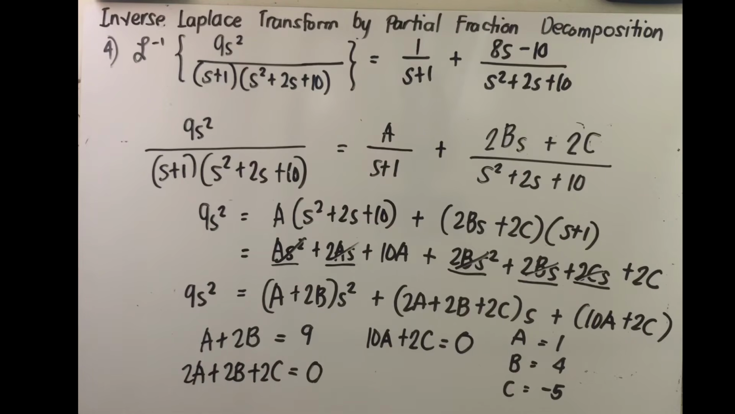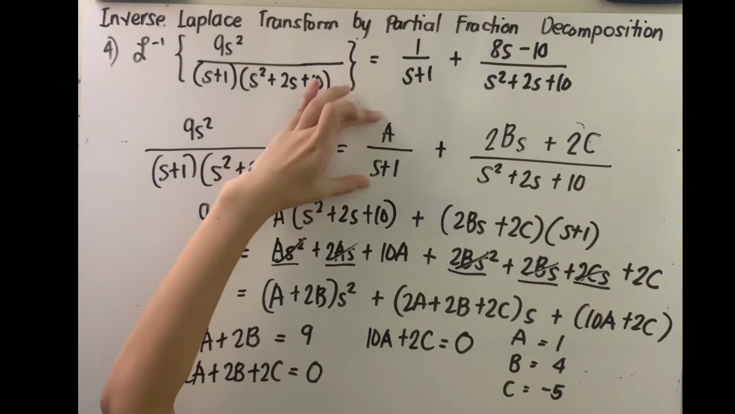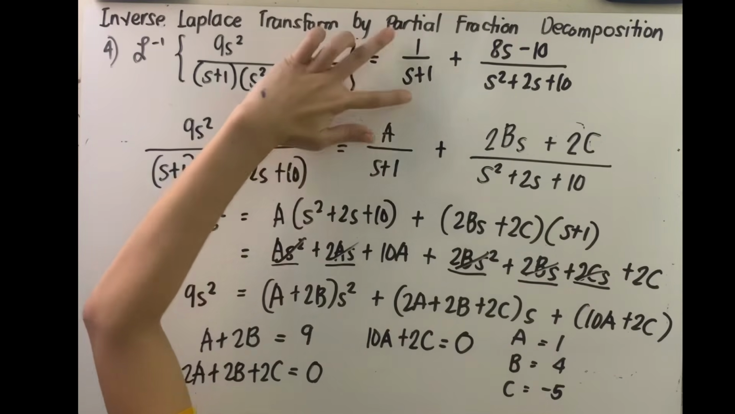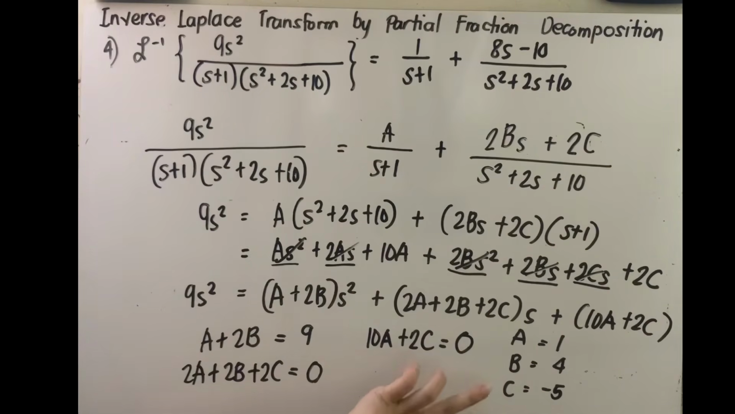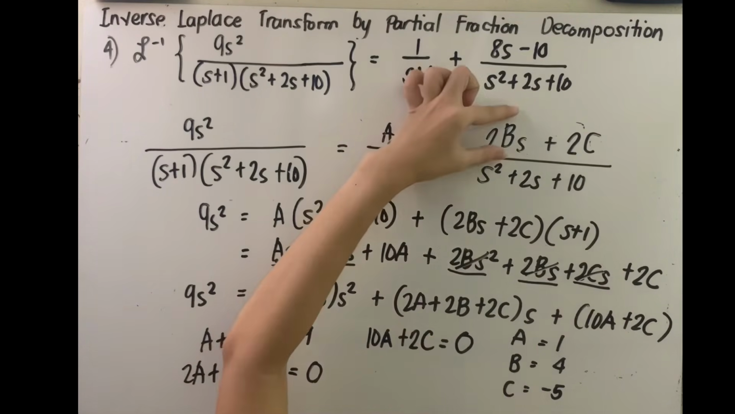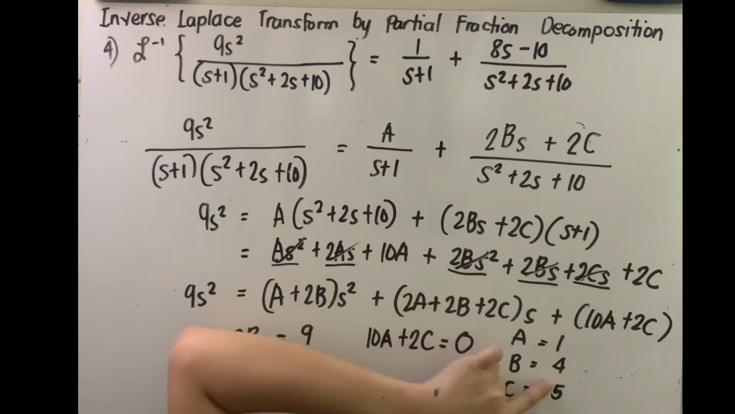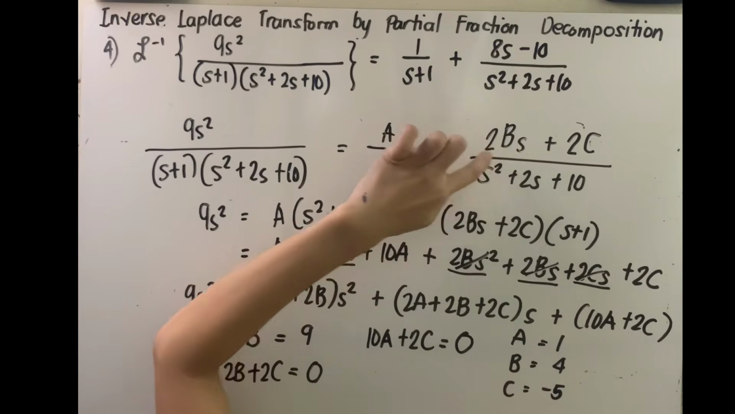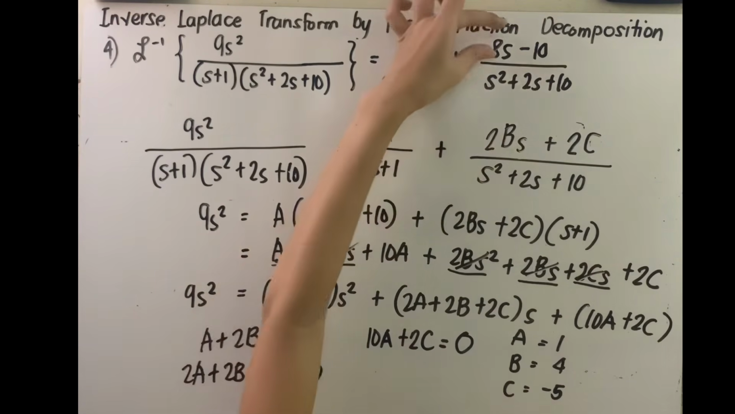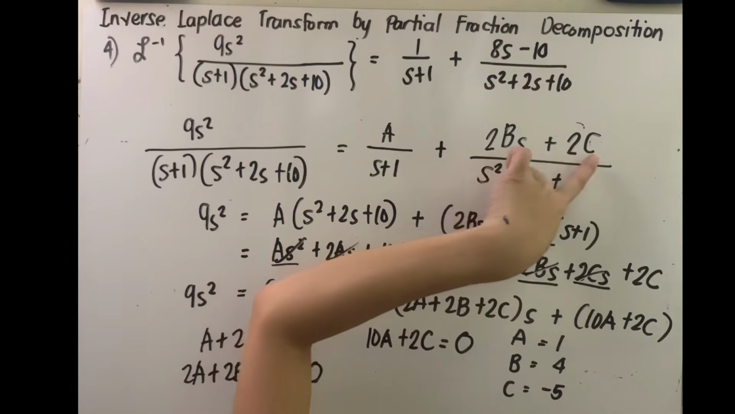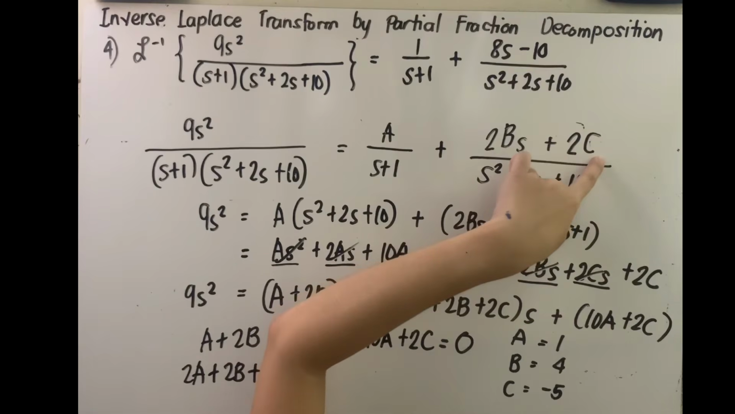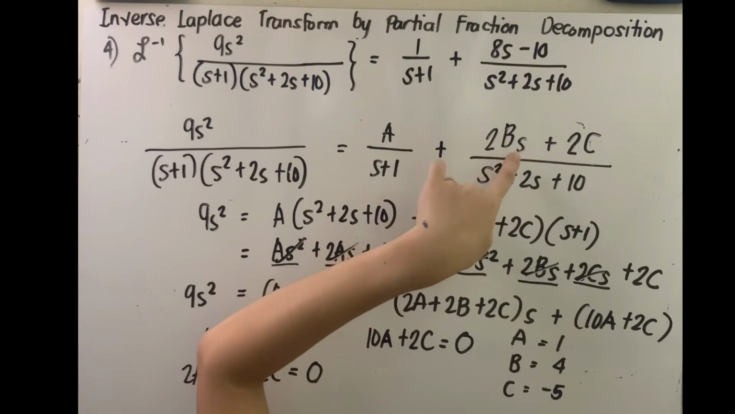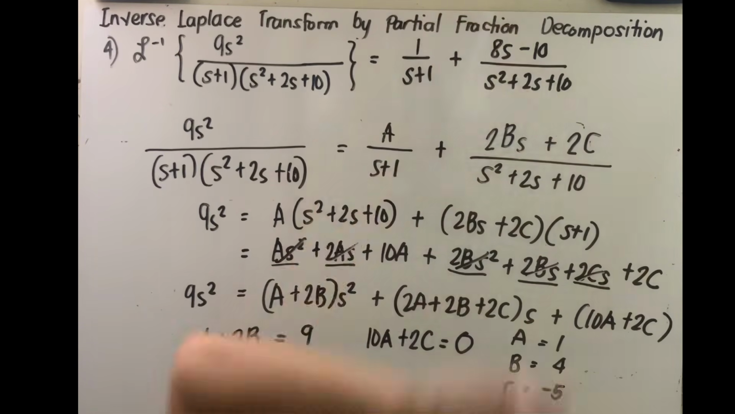Okay? Now, going back, pag sinubstitute mo ngayon to dito sa representation na to, you'll get 1 all over s plus 1, which is similar to this. And then, kapag sinubstitute mo na ngayon si values ni B and C dito naman, you will get 2 times B, which is 4s. So, that's 2 times 4s. 8s, same. Plus 2 times C, where C is negative 5. So, 2 times C is negative 10. So, magiging 8s minus 10 pa rin to, similar doon.